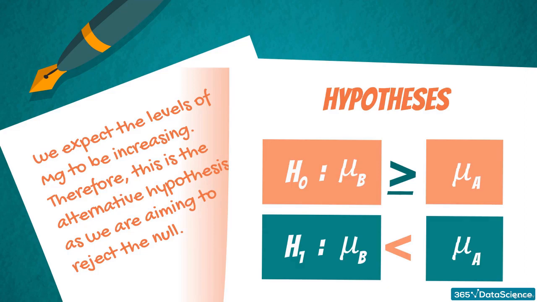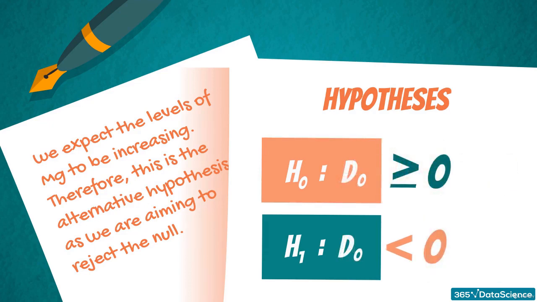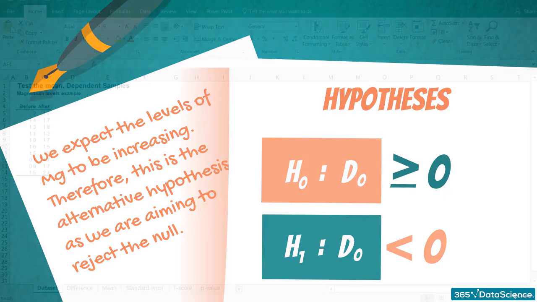Okay, let's reorder a bit. H0 is mu before, which is equal or higher than mu after. This is equivalent to mu before minus mu after is equal to 0 or positive. We can substitute this with capital D0. It stands for the hypothesized population mean difference. So, we restate our hypotheses using D for simplicity. Now we have our test designed, let's crunch some numbers.